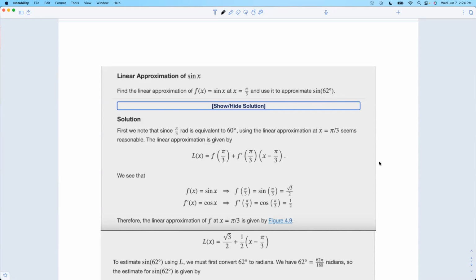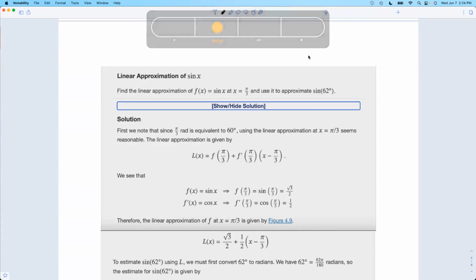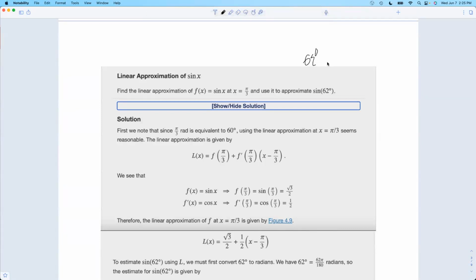So I'm going to write a little on here, but 62 degrees is near 60 degrees, or pi over 3 radians. I know, because I know unit circle, that sine of pi over 3 is root 3 over 2. So anytime we're doing these linear approximations, we got to find some nearby x value whose function value we actually know. Otherwise, this wouldn't do me any good.